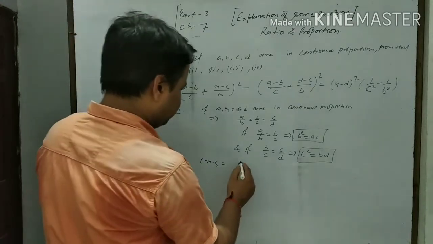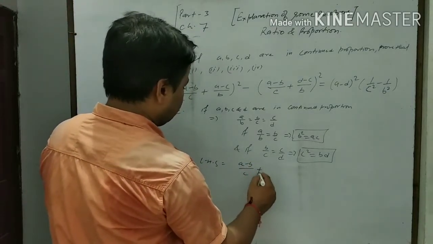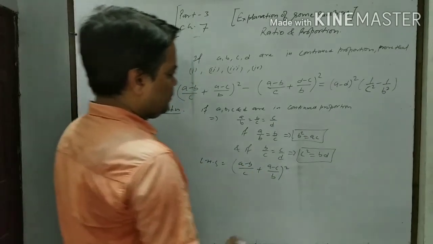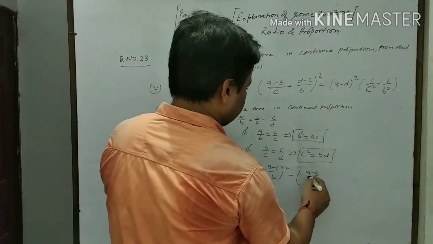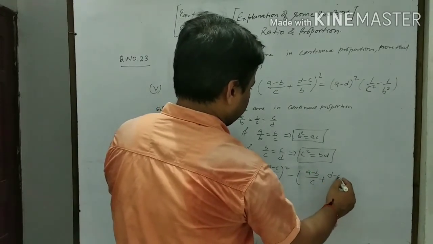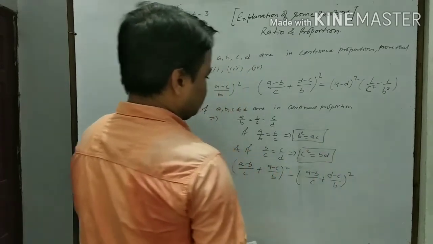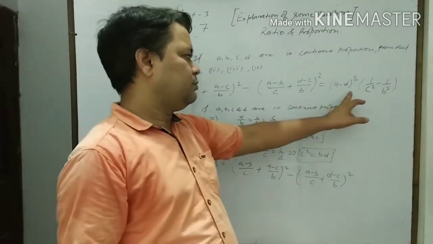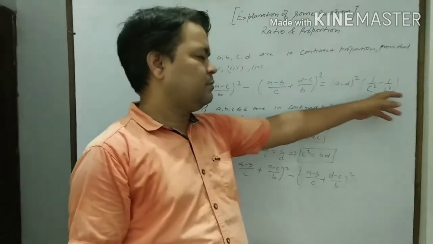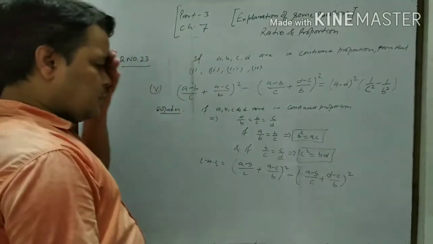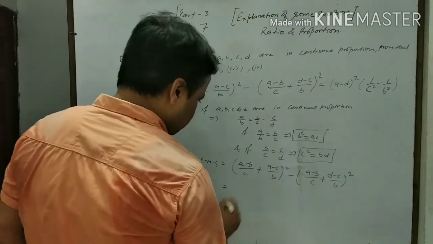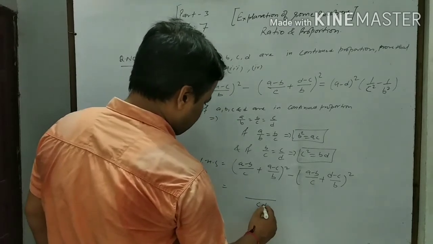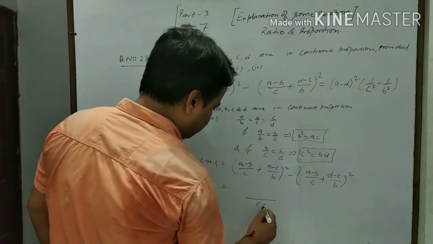What is the left hand side? (a minus b by c plus a minus c by b) whole square minus (a minus b by c plus d minus c by b) whole square. Okay, we just take the left hand side and try to bring it to the right hand side. Very simply, we make an LCM of this. That will be bc, or we can write cb.